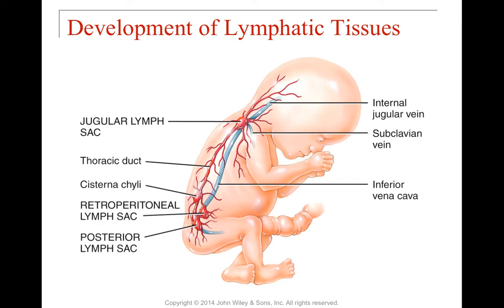This diagram is not going to be tested. It talks about the development of lymphatic tissues. Just briefly, they develop from these sac regions. Here's the jugular lymph sac at the back of the neck, the retroperitoneal lymph sac, and the posterior lymph sac, and then these are going to reach outward and eventually become all of the lymphatic tissue. And this occurs as the circulatory system is developing as well.